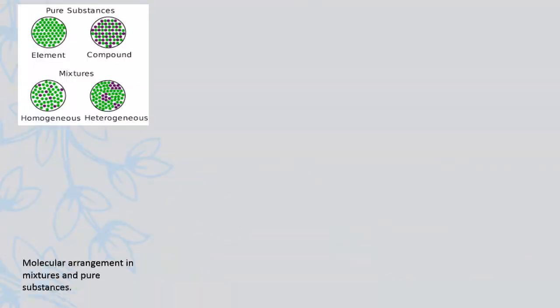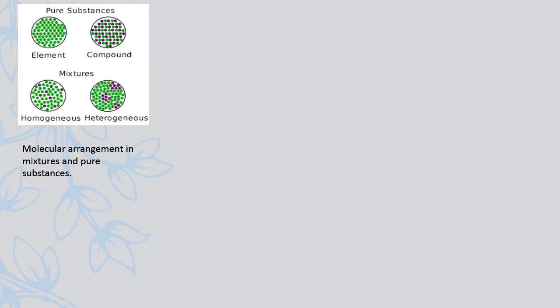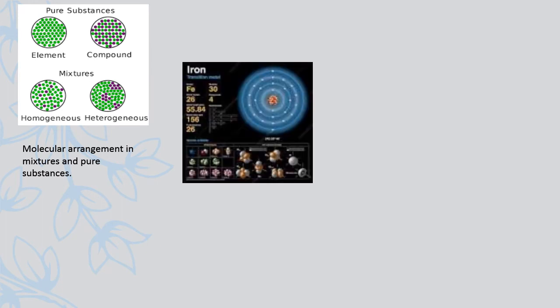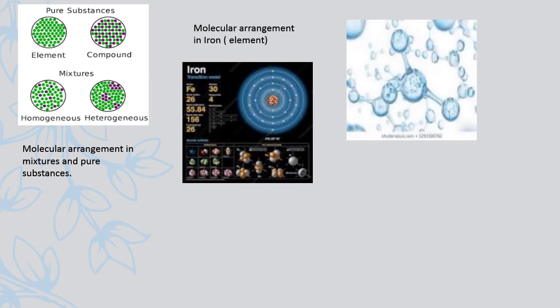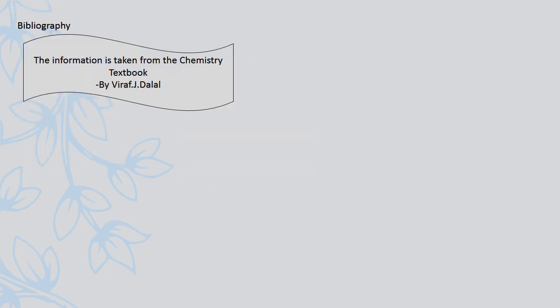So these are some pictures relating to the topic: molecular arrangement in mixtures and pure substances. So this is the molecular arrangement in an element, whereas this is for a compound. The atomic structure of iron. This is water. Atoms of hydrogen and oxygen forming the compound of water.